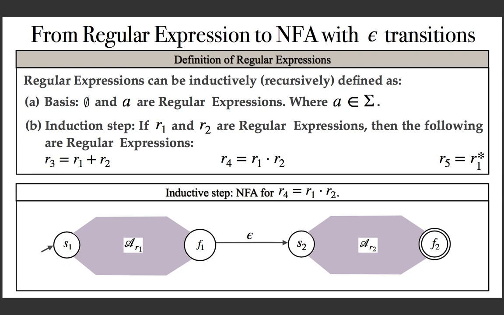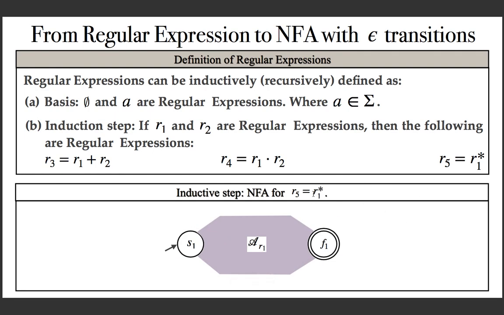With this, let us move on to the last rule, which is Kleene iteration or star closure, R1 star. So here is the NFA given for R1. From the induction hypothesis, we know that AR1 is the NFA for regular expression R1. From this, how will you construct the NFA for R1 star? Any suggestions for that? Here is a simple way of doing it. I add epsilon transitions from the start state to the final state and also from the final state to the start state.